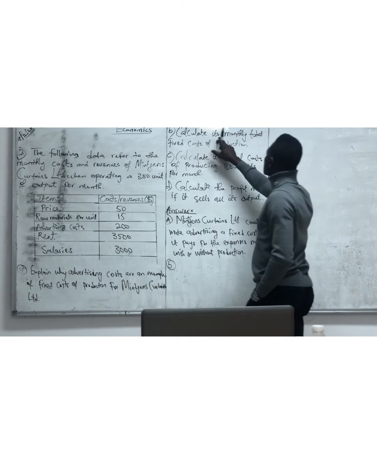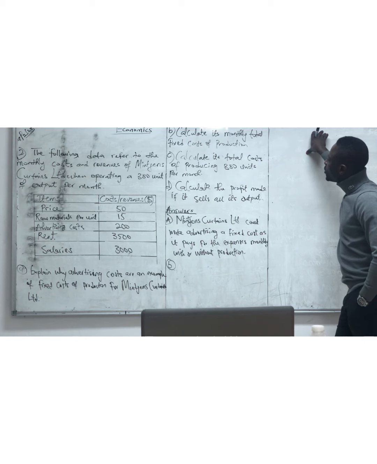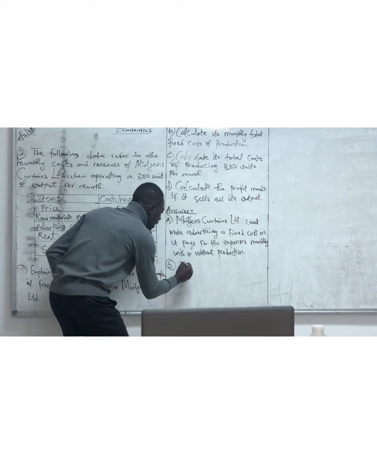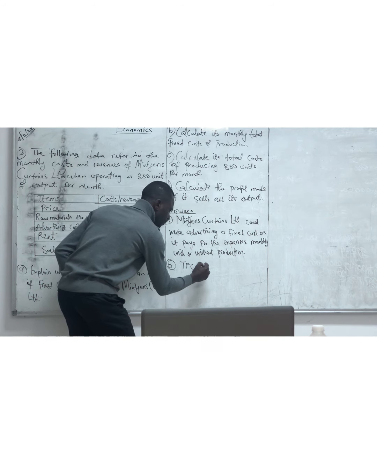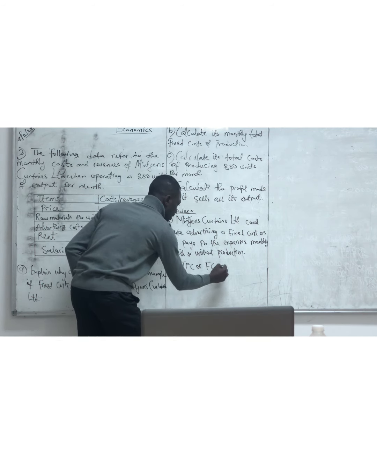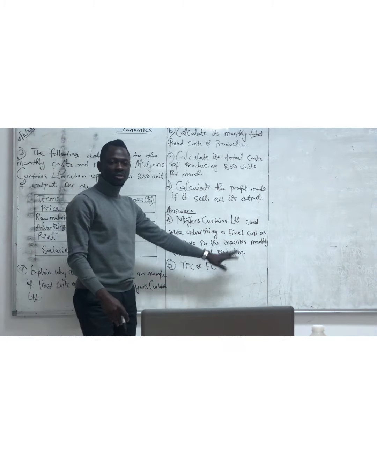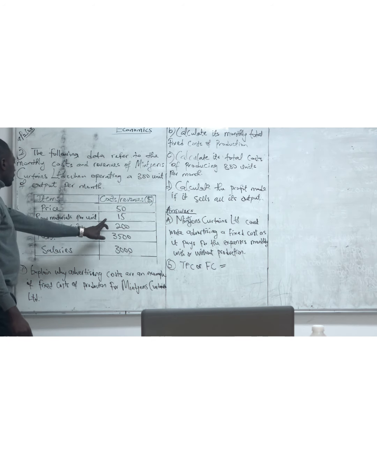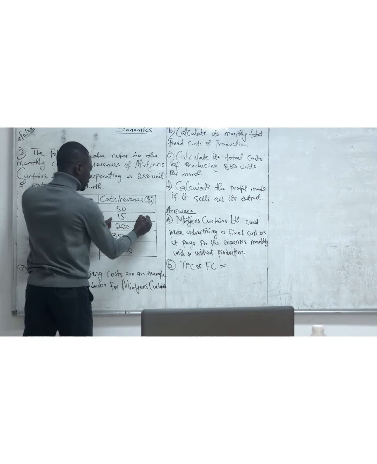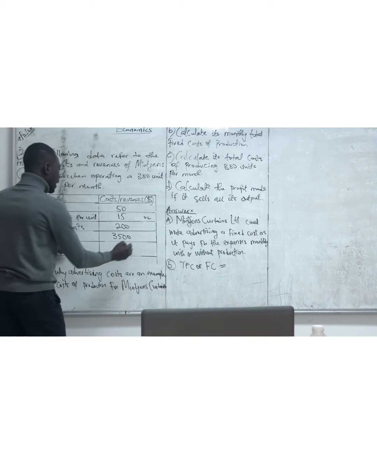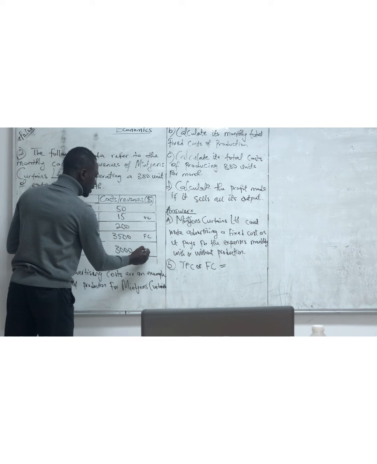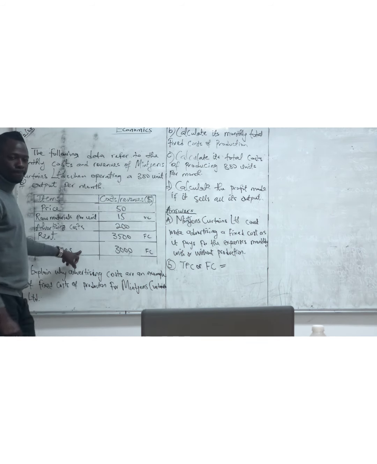It said calculate its monthly total fixed cost of production. Remember, total fixed cost, TFC or FC, is the same. So raw material is a variable cost. Rent is a fixed cost. Salary is a fixed cost. Are you with me?